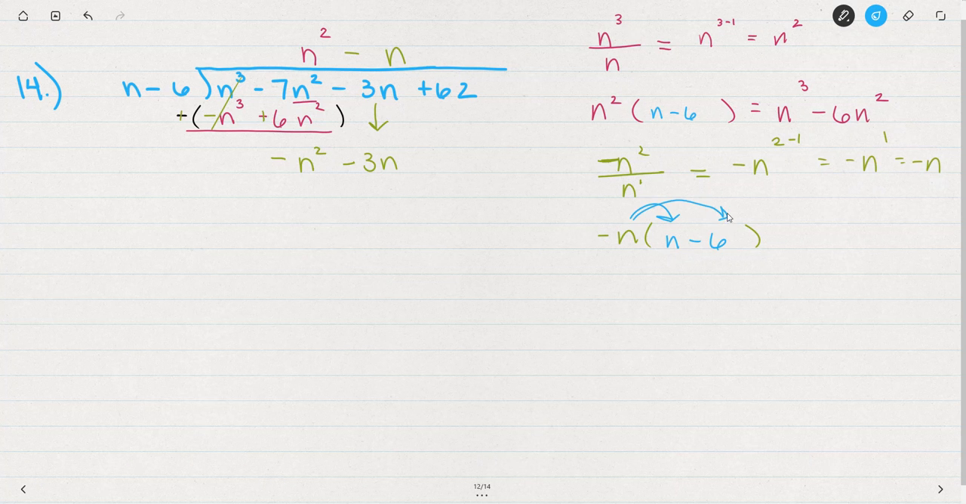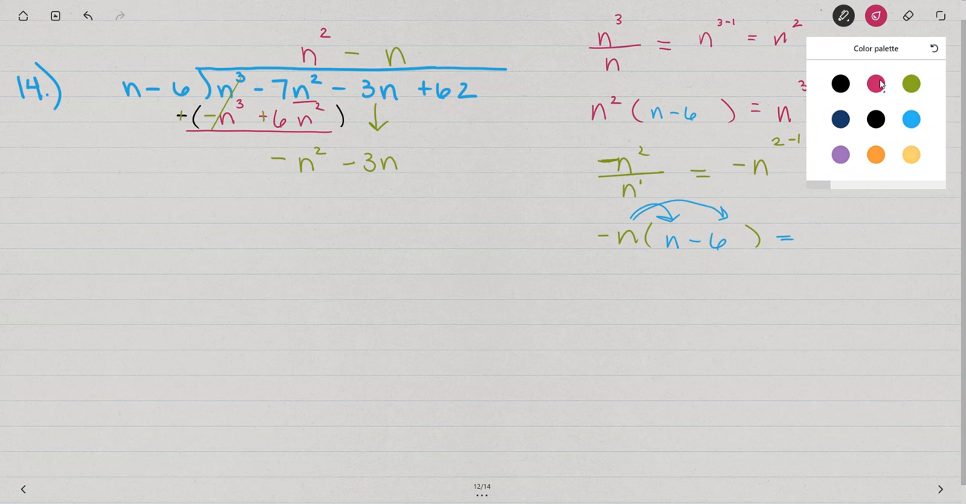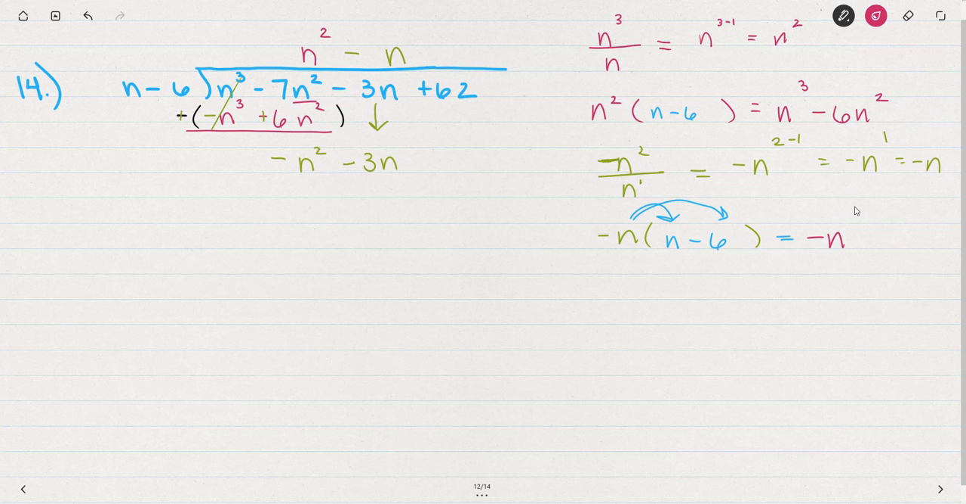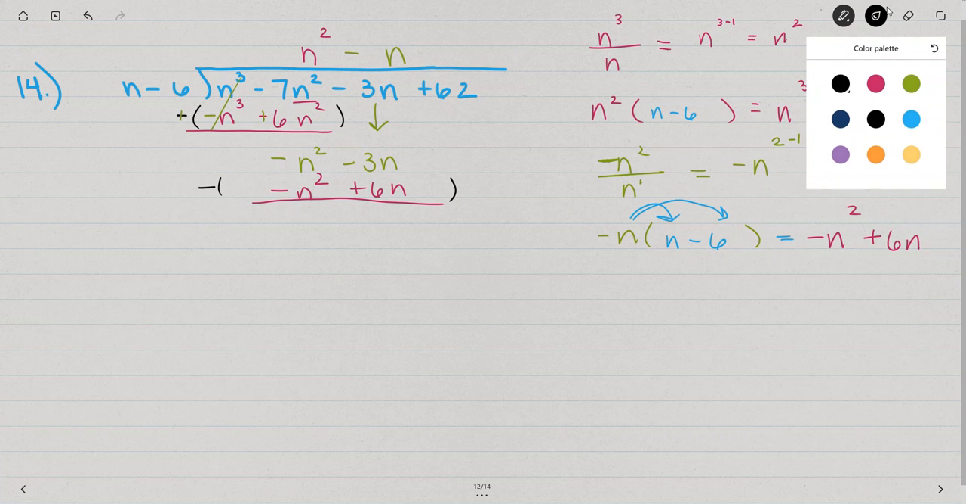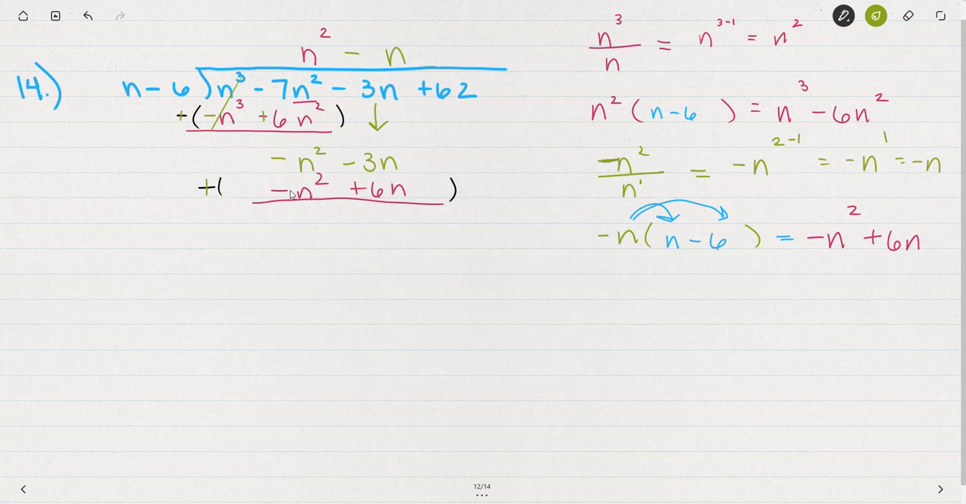So negative n times n is the opposite of n squared. Negative times negative is a positive 6n, and I'll write that over here now. And then I'm ready to subtract again. So I'm subtracting this whole thing. That's the same thing as adding the opposites. So I change each of those to their opposites and add.